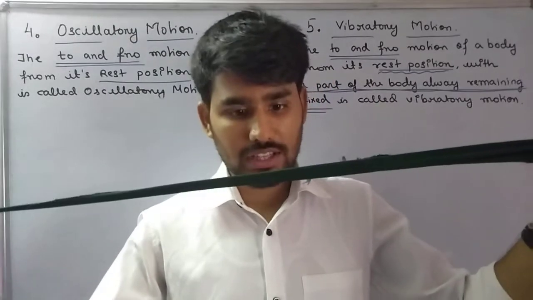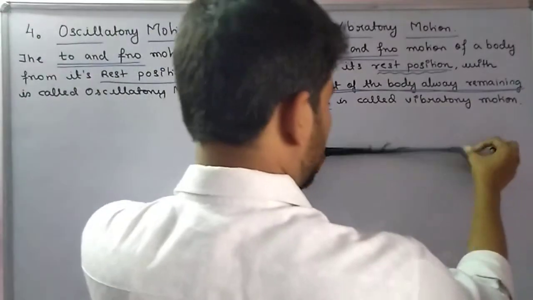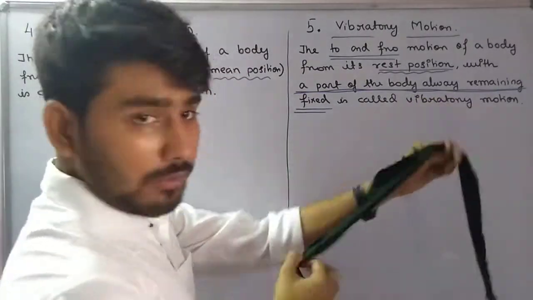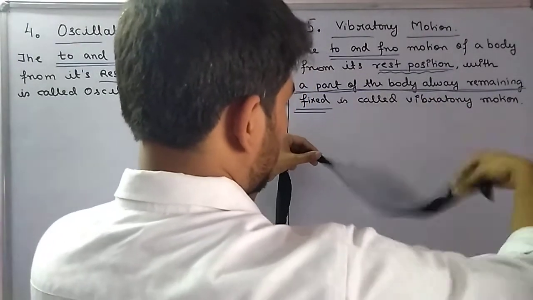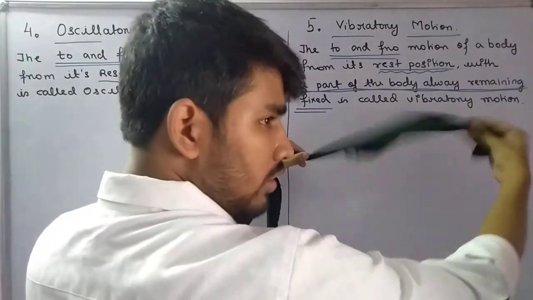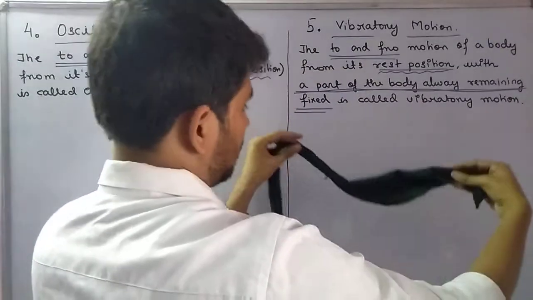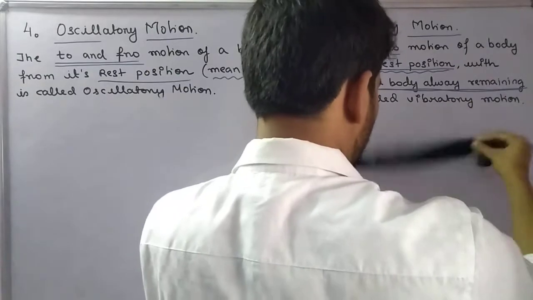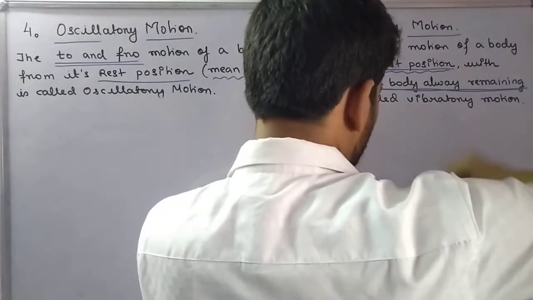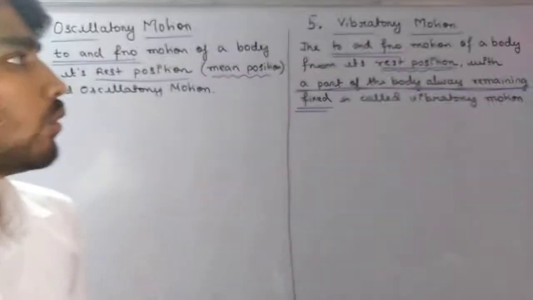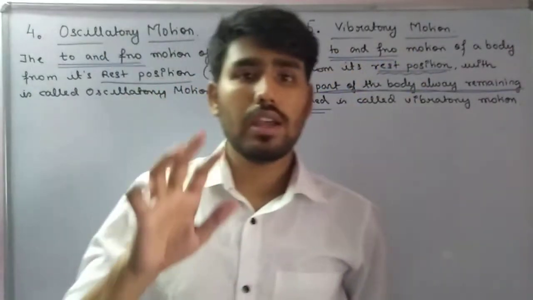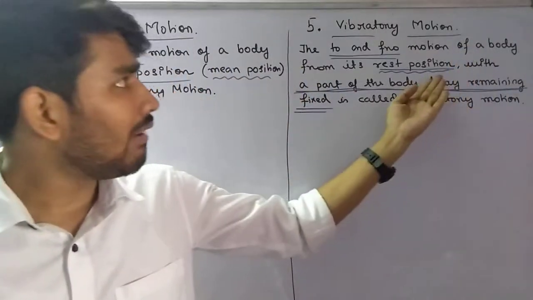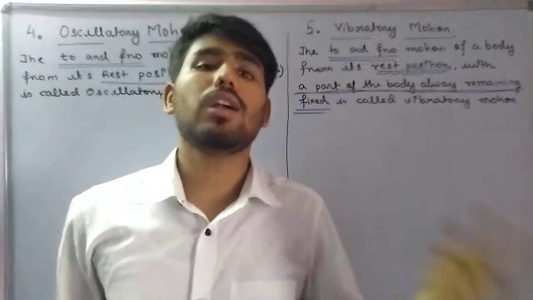If I stretch it like this and pluck it in between, what will happen? It will start vibrating like this. Oscillation is there, to and fro motion is there, but the two ends of the body are always fixed. They are vibrating like this, doesn't matter, but the ends of the body are always fixed. This is the only difference between oscillatory motion and vibratory motion. In oscillatory motion, there is to and fro motion about the mean position. In vibratory motion, there is also to and fro motion about the mean position, but a part of the body is always fixed.